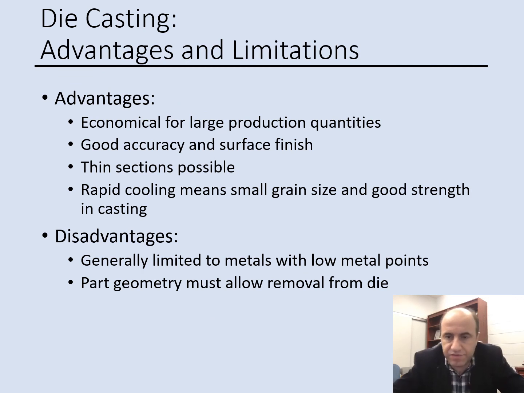Here are some benefits and disadvantages of die casting. Die casting is economical for large production quantities. It gives you good accuracy and surface finish. You can make a very thin section, such as the previous picture I showed you, and you have a rapid cooling process during solidification that gives you a small grain size and good strength for the part.